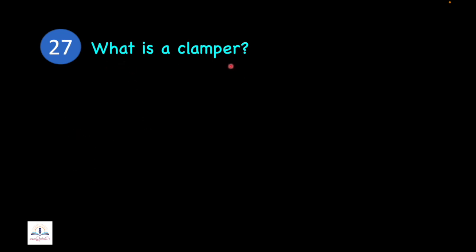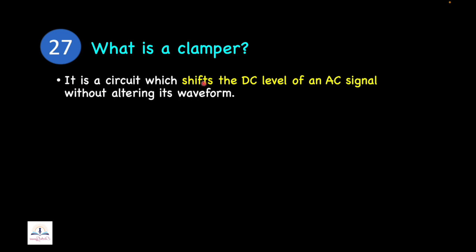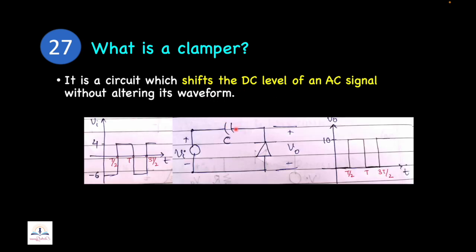Now what is a clamper? It is a circuit which shifts the DC level of an AC signal without altering its waveform. It is just shifting of the AC signal. So the clamper circuit has at least one capacitor and a diode. As you can see, this input square wave is shifted from -6 to 4, and here the output is from 0 to 10. So this is the clamping of the AC signal.